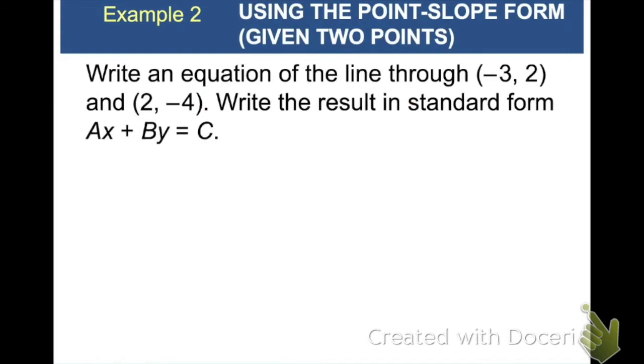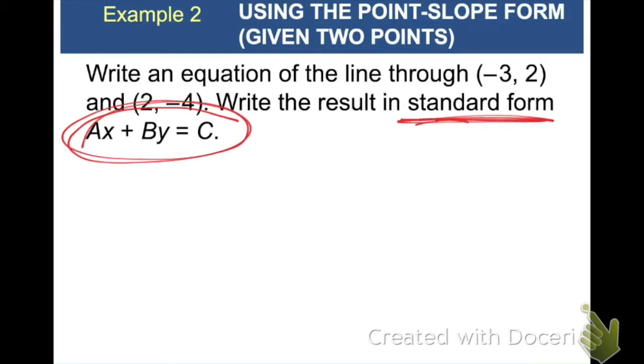Okay, here's another example. We're still going to write an equation of a line through the two given points. And then they say, write your final answer in this form right here. So make sure you write that down in your notes. Standard form is ax plus by equals c. So I want the x and the y on the left-hand side, and then the constant on the right-hand side. But I'm still going to start with point-slope form, or slope-intercept form, whichever you prefer. I'm going to start with point-slope form.